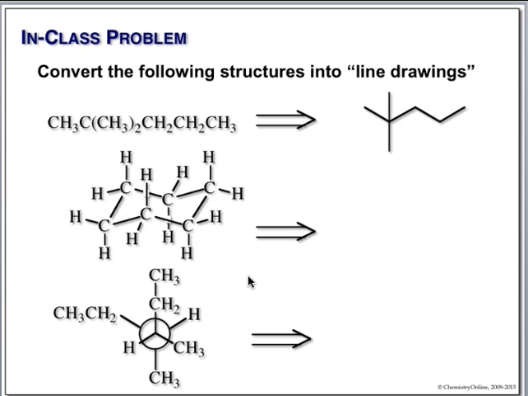Now, why do we draw this stuff as a zigzag? Well, it's an attempt to represent the sp cubed or tetrahedral geometry of the carbon. So we draw them as zigzags. This, of course, is not ziggy or zaggy.